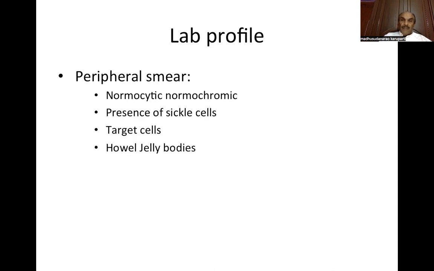Coming to peripheral smear, it is normocytic, normochromic. There will be presence of sickle cells, target cells, and Howell-Jolly bodies, indicating a functional asplenia.